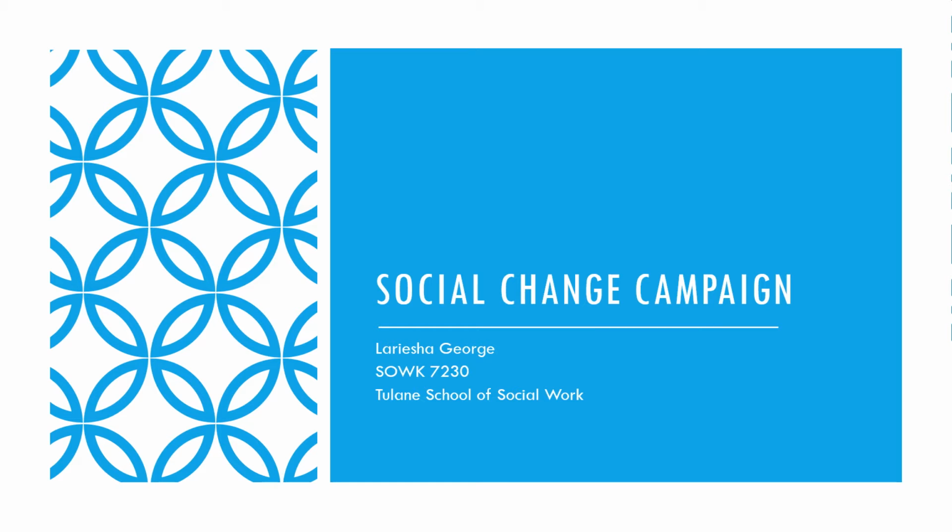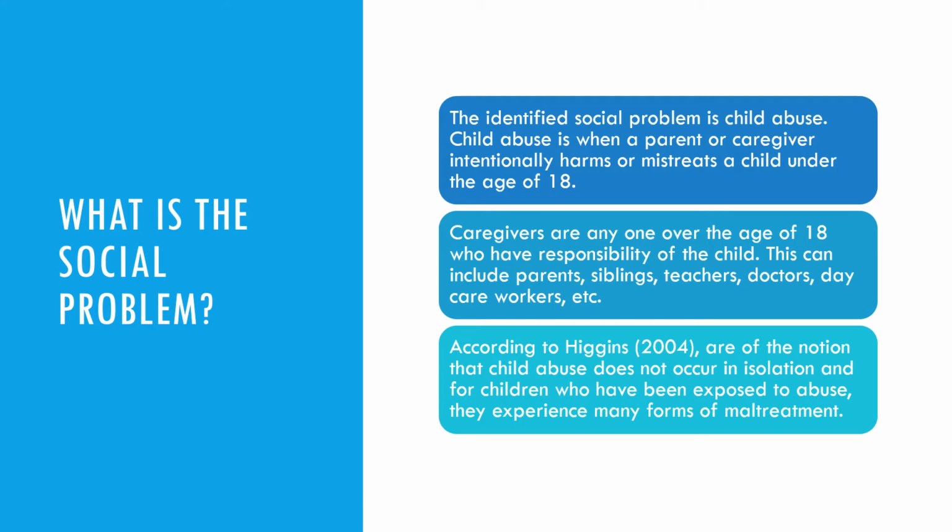My name is Larisha George, and this presentation focuses on the social change campaign regarding child abuse in the United States. As stated earlier, the identified social problem I will be discussing is child abuse. Child abuse is when a parent or caregiver intentionally harms or mistreats a child under the age of 18. Caregivers can be categorized as parents, siblings, teachers, doctors, daycare workers, or anyone who has responsibility of the child at the time the abuse occurred.